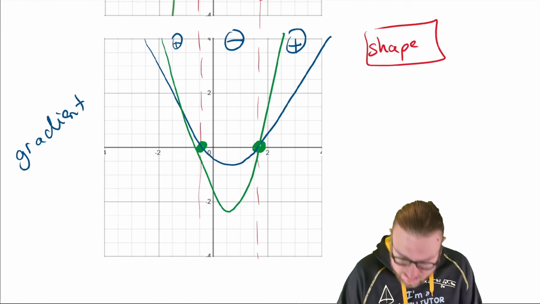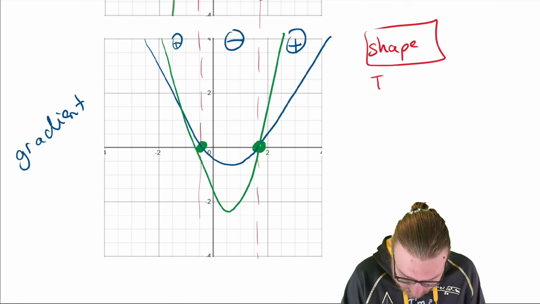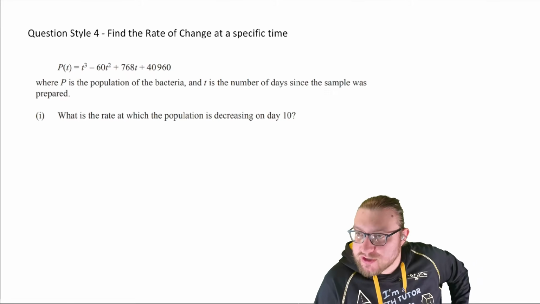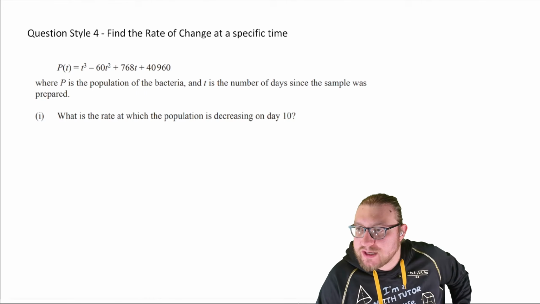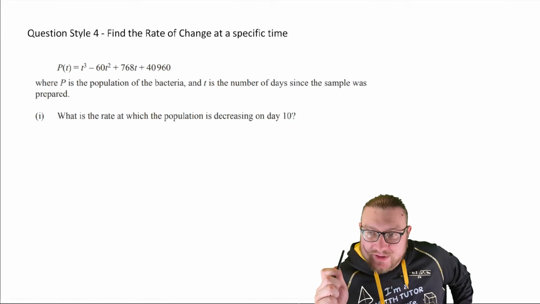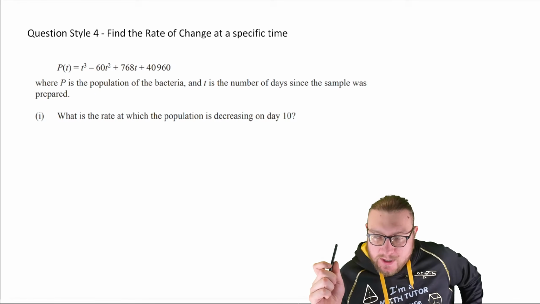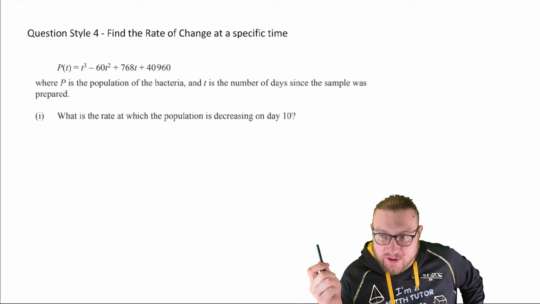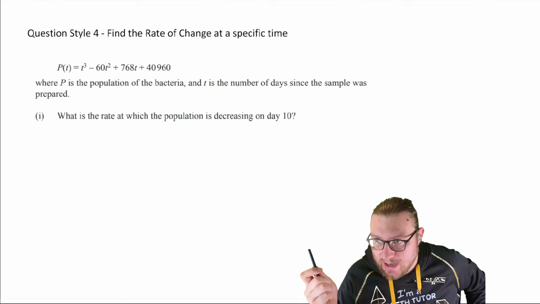One is for shape and the other one is for the turning points. They are a must. Let's have a look at this question over here. We have find the rate of change at a specific time. We've been given an equation in terms of t. Now, when I say rate of change, they basically mean the gradient, but the variable is time.